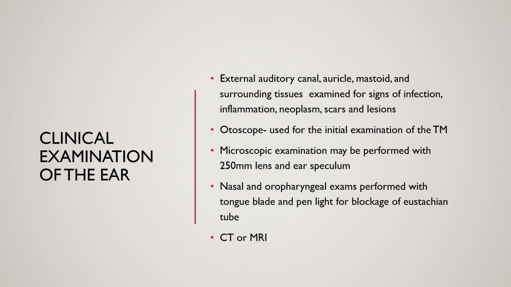All right, clinical examination of the ear is going to include the external auditory canal, the auricle, mastoid, and surrounding tissues. They are examined for signs of infection, inflammation, neoplasm, if you remember, is cancer tissues, scars and lesions. The otoscope is used for the initial examination of the tympanic membrane. Microscopic examination may be performed, usually with a 250 millimeter lens and an ear speculum.